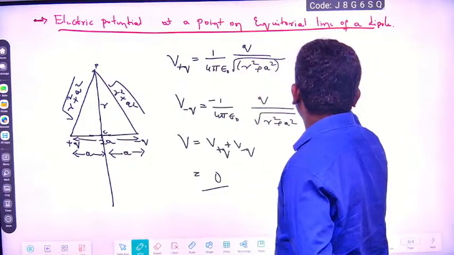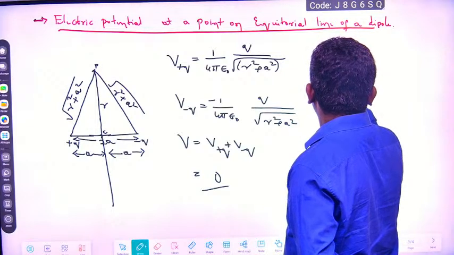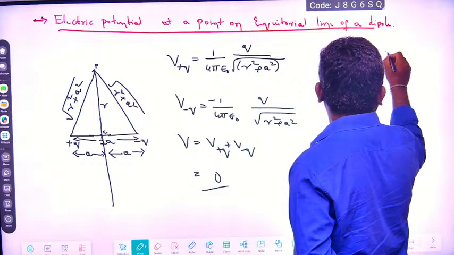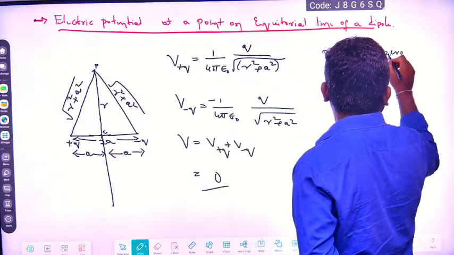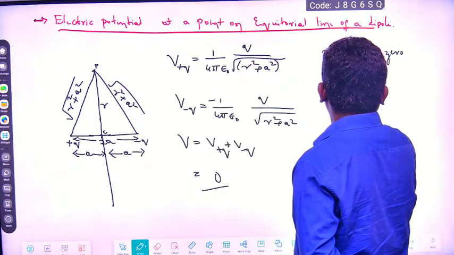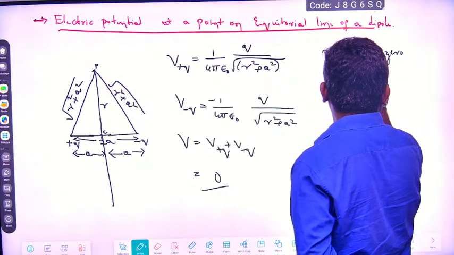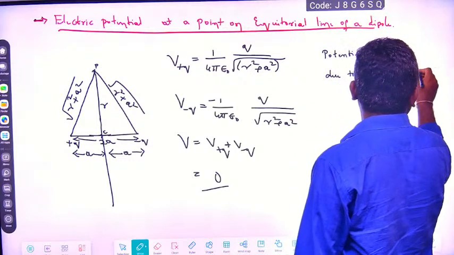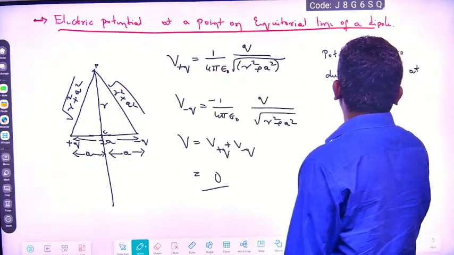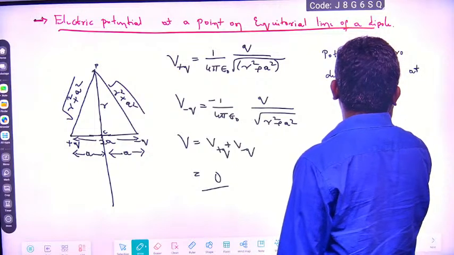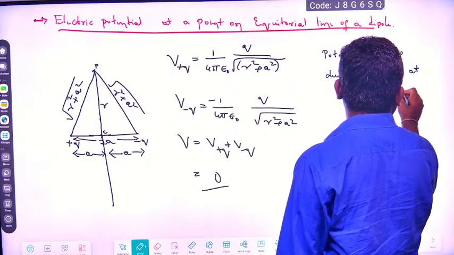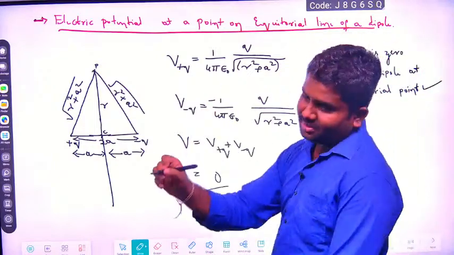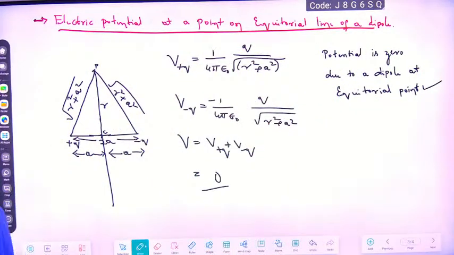Potential is 0 due to a dipole at an equatorial point, isn't it? Understood? Yeah. Please take.